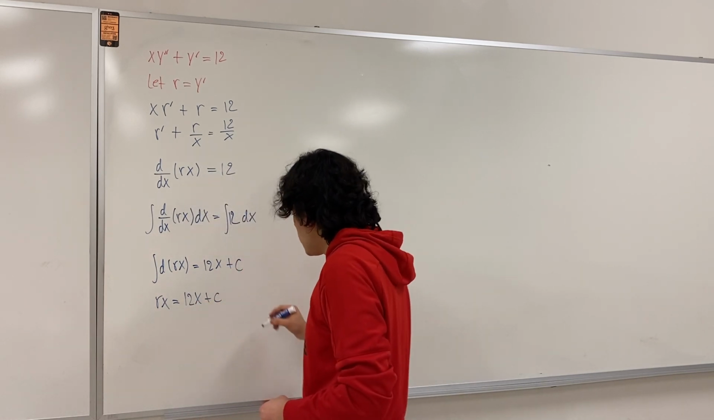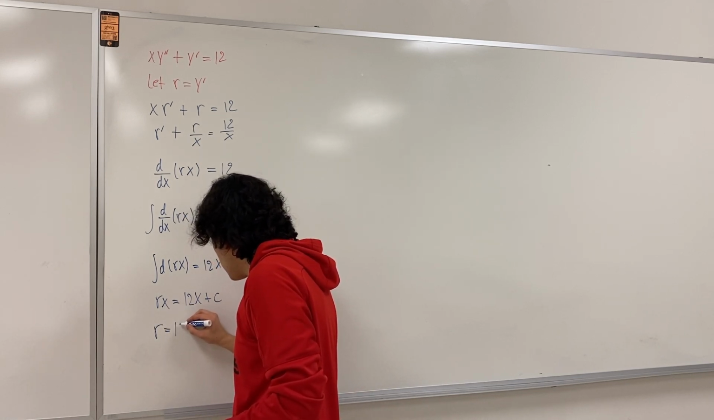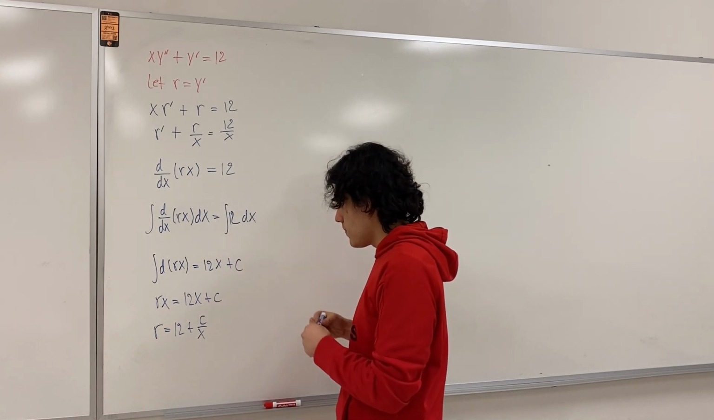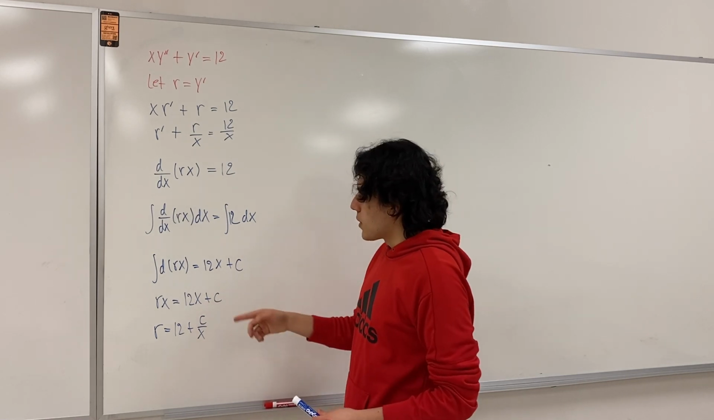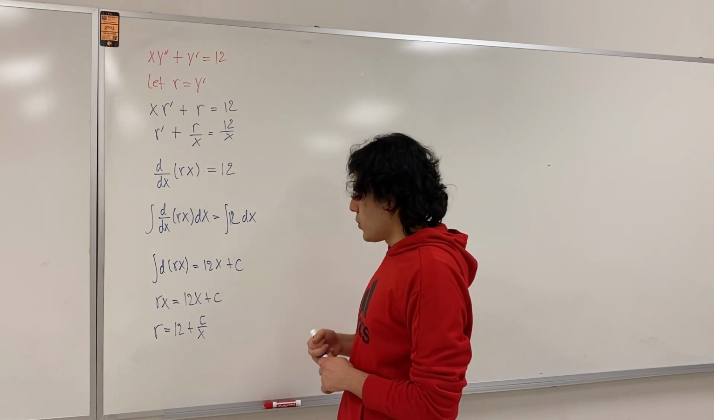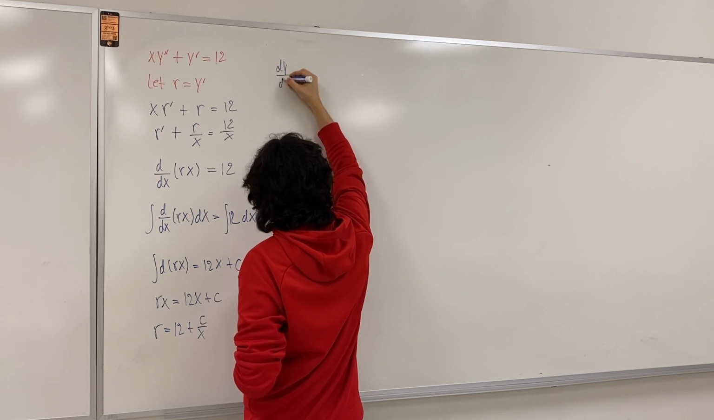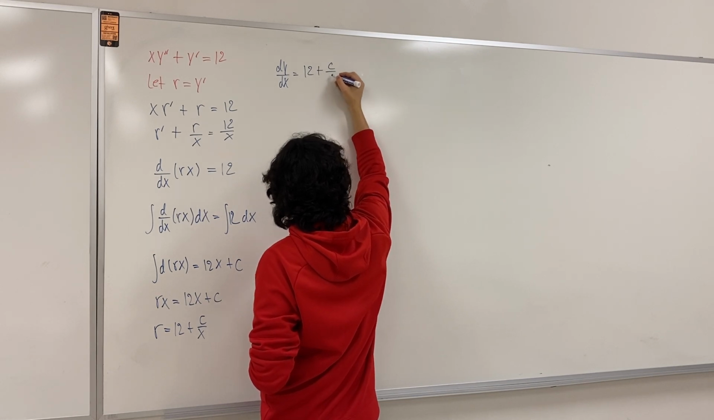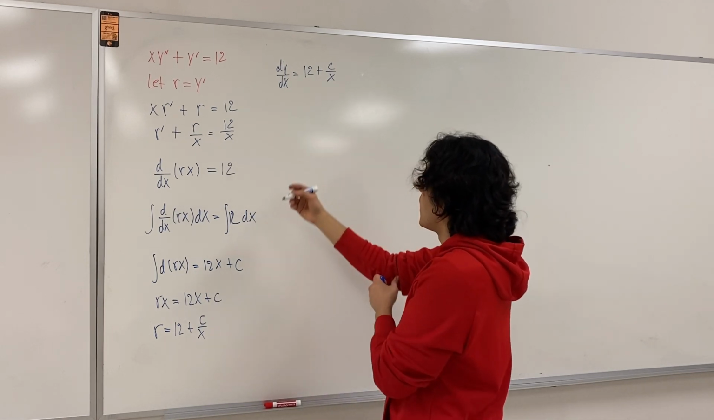And to find r, the only thing we have to do is divide by x on both sides of the equation, which is going to give us 12 plus c over x, okay? And this is our result for r. Now, we're not done yet. We have found r, but we want to find y, okay? But we know that r is equal to y prime, so we can say the following. dy/dx is equal to 12 plus c divided by x, meaning r, okay, because this is the original substitution we did, so now I'm undoing it.